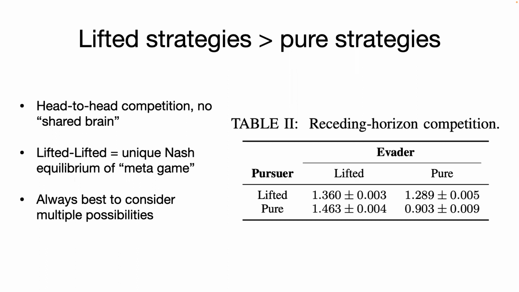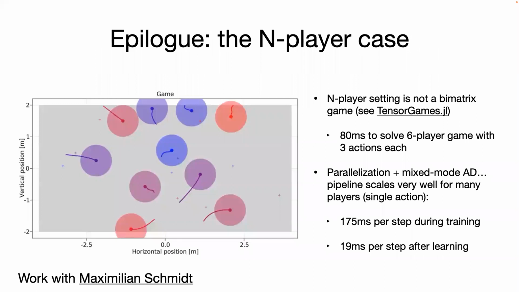So if you think about this from the evader's perspective, they would always prefer to randomize, because this basically breaks the pursuer's ability to exploit their decisions. And then we also experimentally show that when the evader is playing with lifted strategies, the pursuer prefers lifted strategies as well. So that's what's happening there.